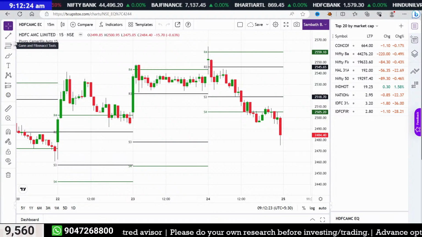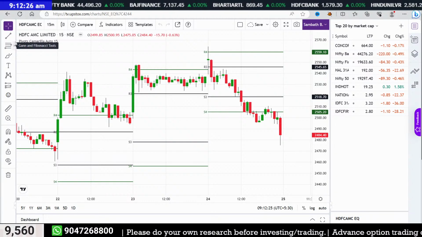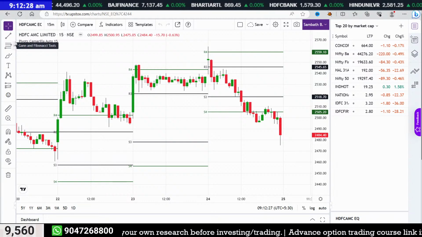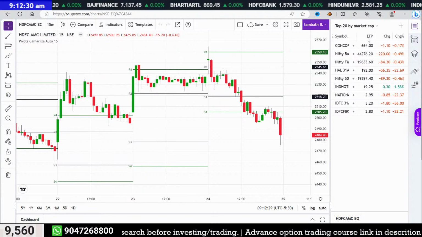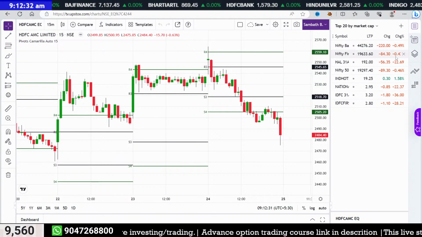And maybe the opportunities which you are looking for. And today also it is going to show you some negative in index.